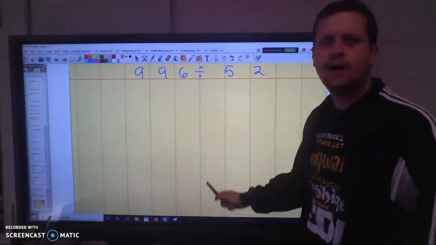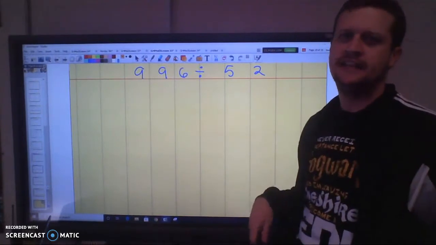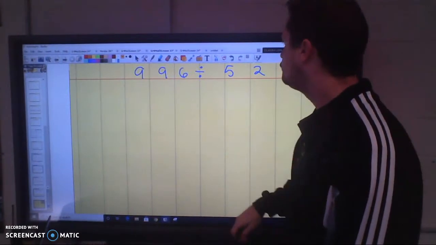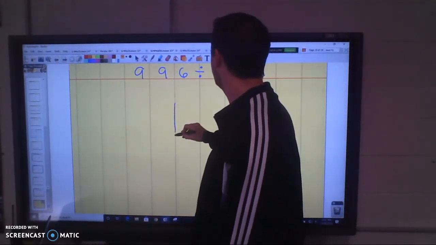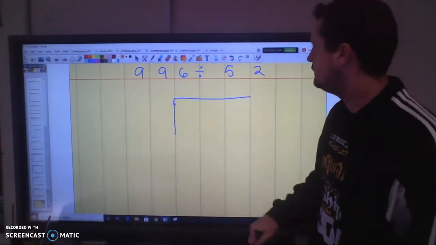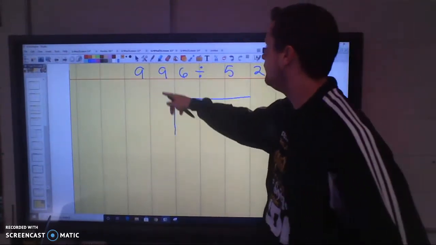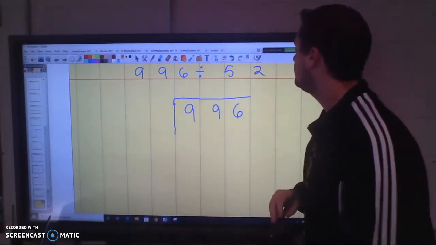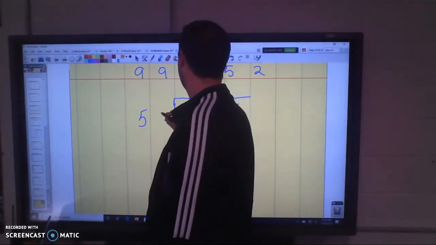All right. And I'm writing it like this first, just so that way we can practice setting it up, because sometimes it is this way and we actually have to set it up. So we have 996 divided by 52. I'm going to have my house. All right. And this is my dividend. Dividend goes in the house. So 996. And then my divisor is trying to get inside of the house. I'm going to put 52.